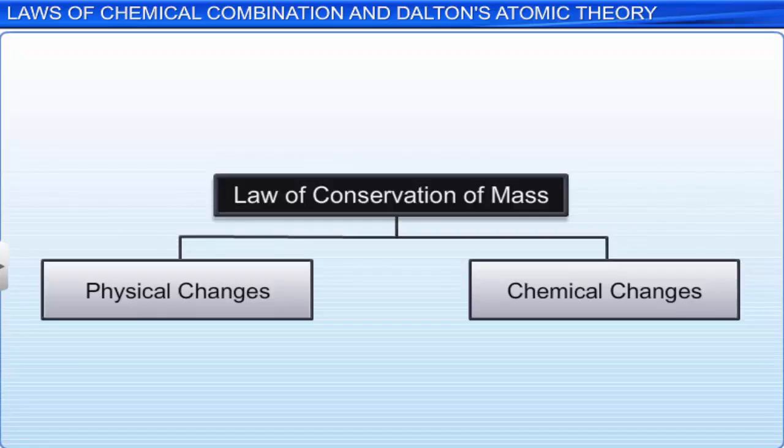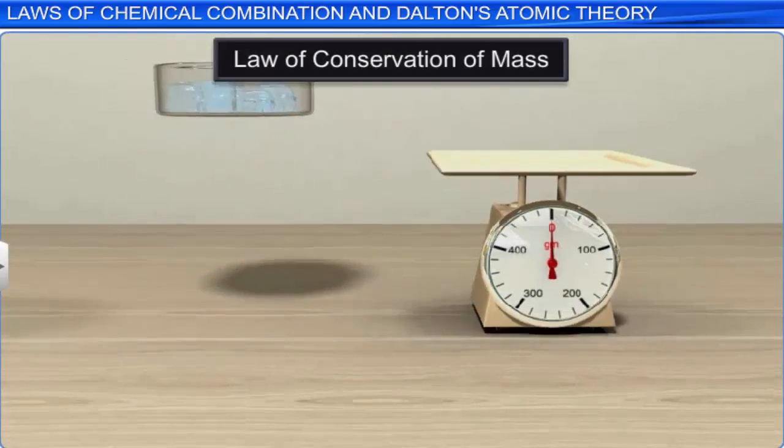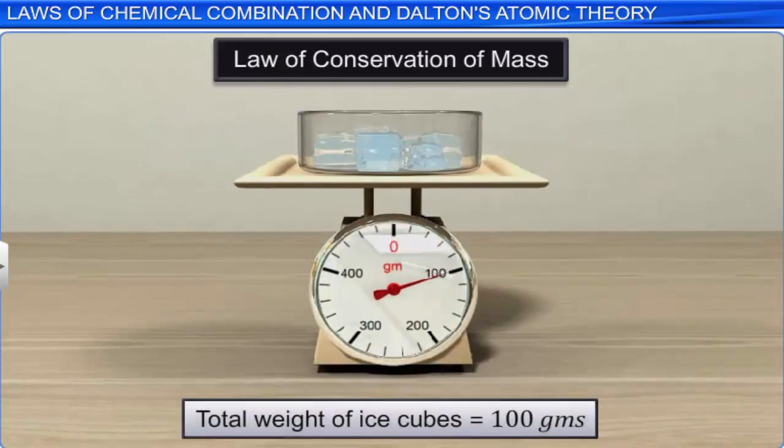The law talks about two types of changes: physical and chemical. Let's look at an experiment to verify the part about the physical changes. Let's place some ice cubes in a dish and weigh it. Let's say that the weight is X.